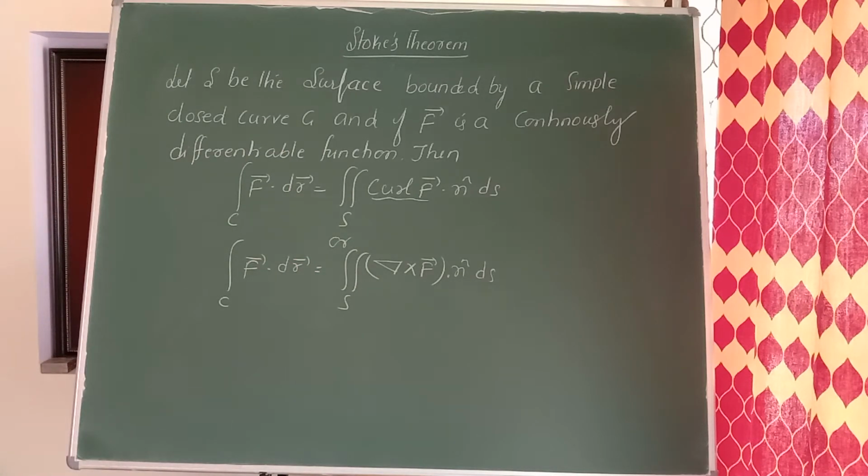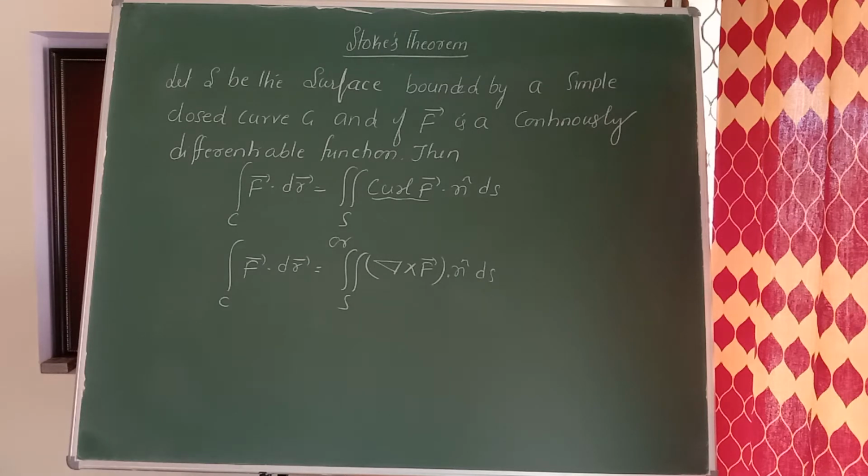Once again, recall the Stokes theorem here. Let S be the surface bounded by a simple closed curve, and if f is a continuously differentiable function, then the line integral over C of f dot dr is equal to a surface integral, that means a double integral over S, of curl f dot n cap ds, or equal to a double integral over the surface of del cross f dot n cap into ds.